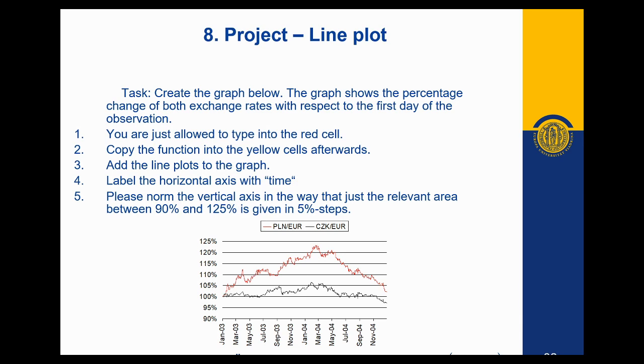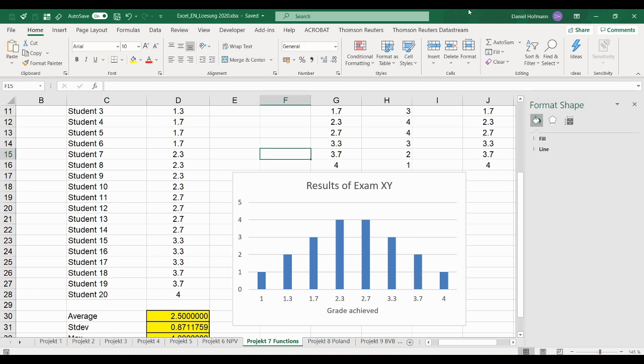Project 8. Create the graph below. The graph shows the percentage change of both exchange rates with respect to the first day of the observation. You're just allowed to type into the red cell. We know that from earlier problems already. And then copy the function in the yellow cells afterwards. Add the plot. Label the horizontal axis and norm the vertical axis. So in brief, we are supposed to create this chart. So project 8.